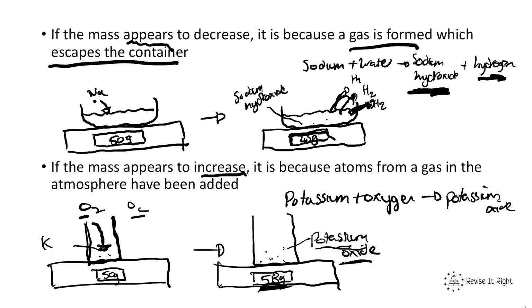So originally these oxygen atoms in the atmosphere weren't being measured by the scale, but when they're reacted with potassium as potassium oxide, they are measured on the scale, so the scales appear to go up. So very quickly, just to summarise those points, if the mass appears to go down, it's because a gas was produced and has escaped. If the mass appears to go up, it is because a gas is used in the reaction and that gas has been added to the reactant. That's why it may appear to go up.